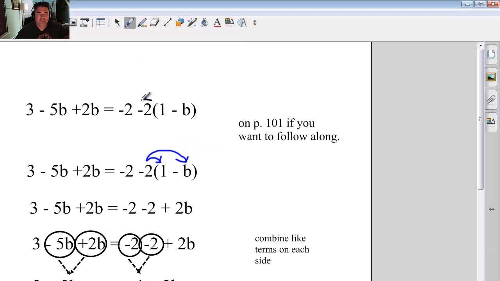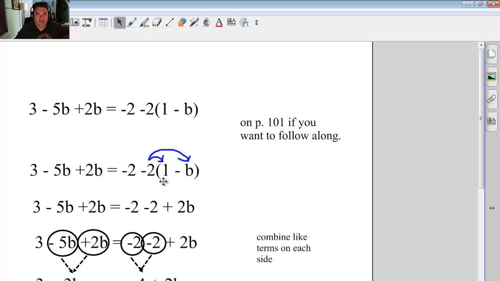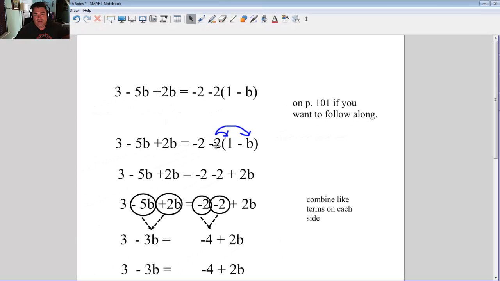This minus 2, you might say, wait a minute, isn't this negative 2 minus 2? Yeah, but because the negative is attached to the 2, you have to take negative 2 times both of these guys, and that's where it gets a little choppy. So I'm going to take negative 2 times 1 and negative 2 times negative b, but by doing so, this negative goes away. In other words, if the number ends up positive, it's a positive. If it's a negative, it's a negative.